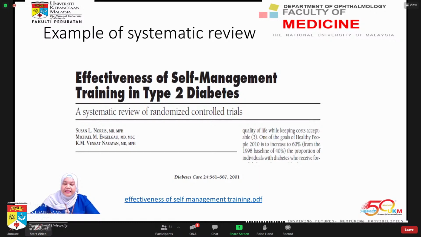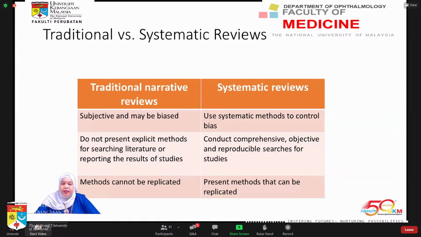The title will always have a systematic review. So if it's a literature review, it doesn't have systematic review inside the title. Okay. So what's the difference? You may say, oh, this is more or less the same actually. But traditional reviews are very subjective or biased, but systematic reviews use systematic methods to control bias. Traditional narrative reviews do not present explicit methods for searching literature and reporting results of the studies compared to systematic review. And you cannot replicate narrative reviews. But systematic review, you can replicate.